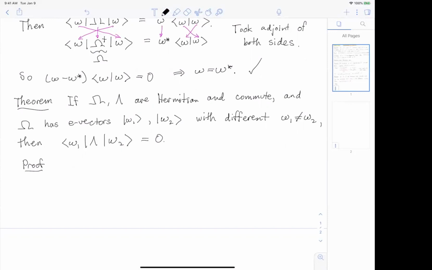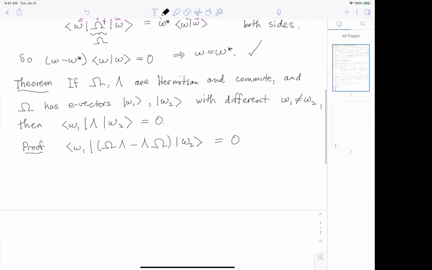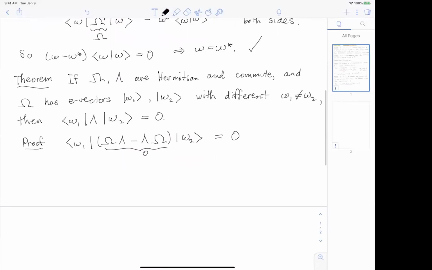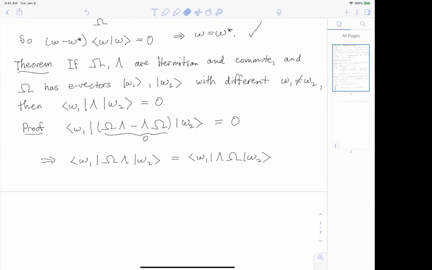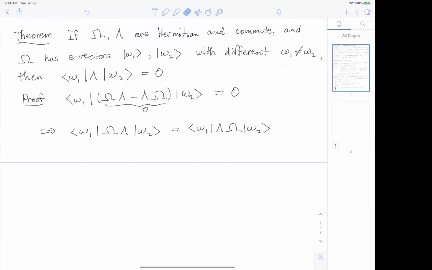So we're going to start with the matrix element of omega 1 with the commutator of omega and lambda. So I'm writing here the commutator, which is just the difference in the operators written in the different order. Okay, and what we know is that's 0, because this operator here is just 0. I've just written 0 in a fancy way. And so certainly its matrix element is 0. Which tells us that we can write omega 1, omega lambda, omega 2 is equal to matrix element omega 1, lambda omega, omega 2. And now the strategy is to play with the left-hand side of this equation for a while.